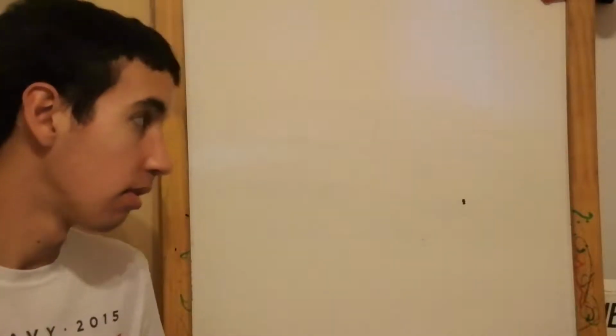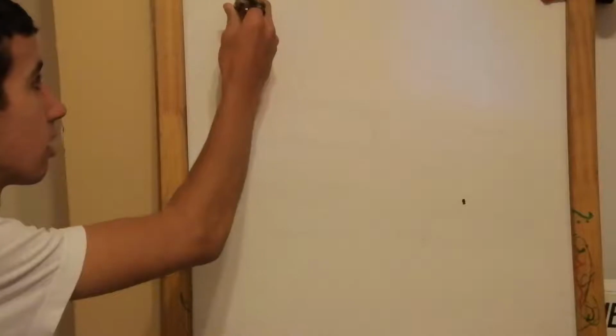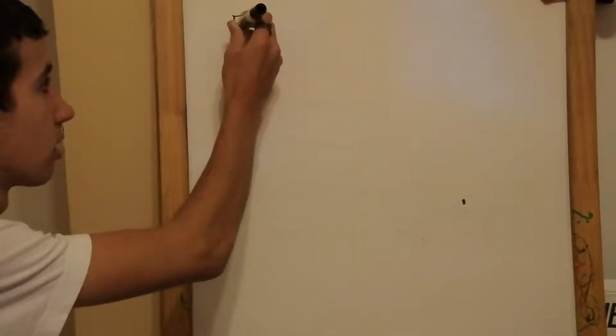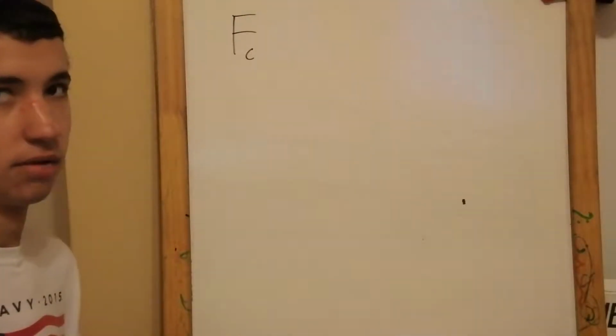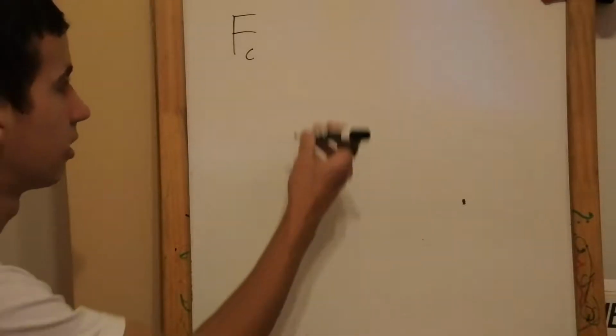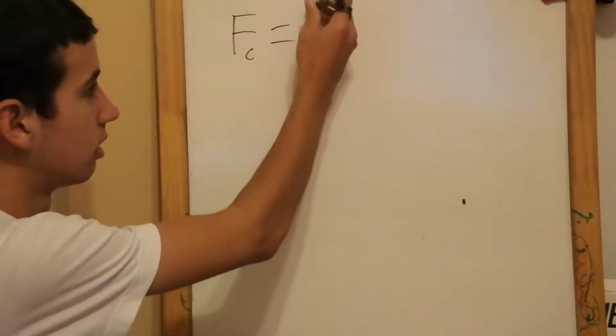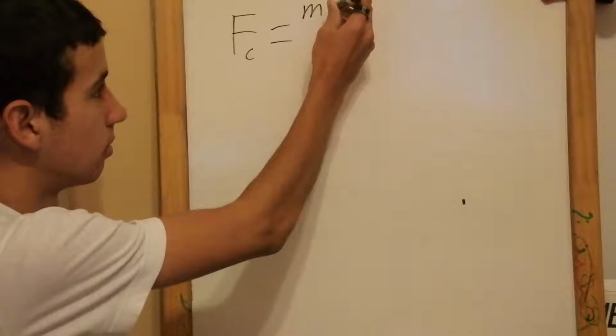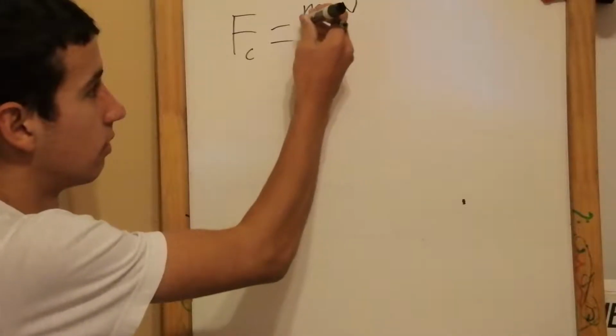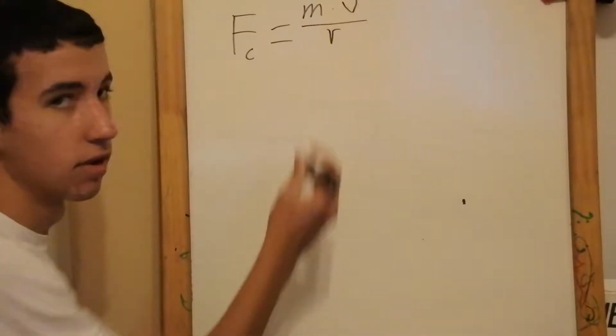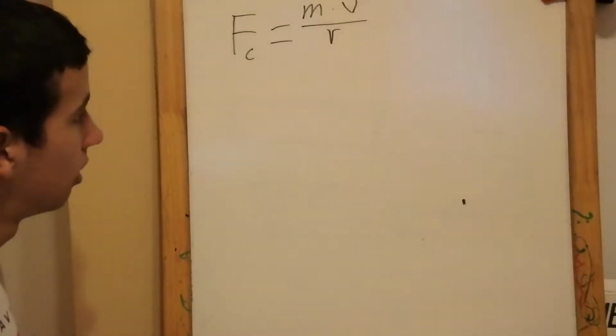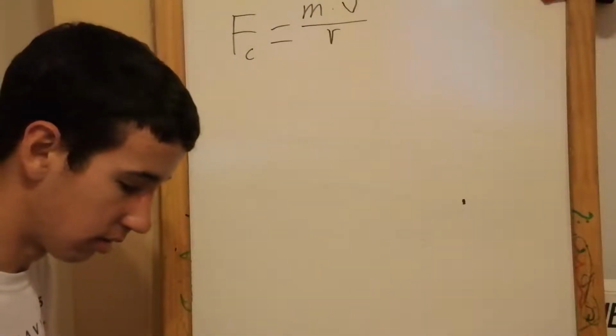So we know we're going to be dealing with centripetal force, so we can write that down. Fc, we're obviously going to be using the Fc equation here: mass times velocity squared divided by radius. Okay? Sorry if that's cutting out a bit, but you can refer to it in your book.